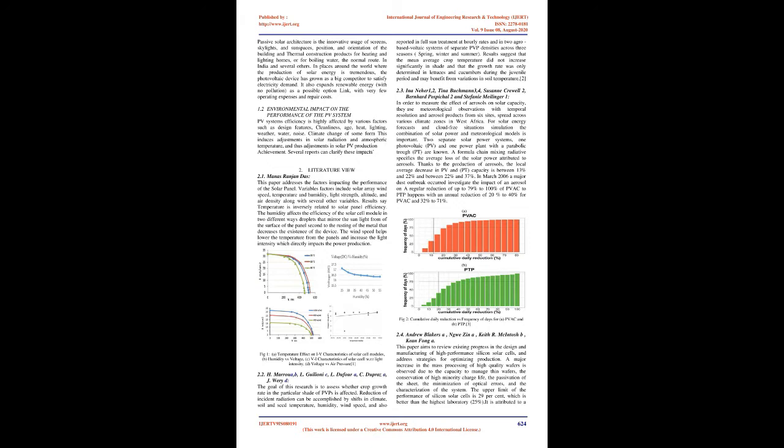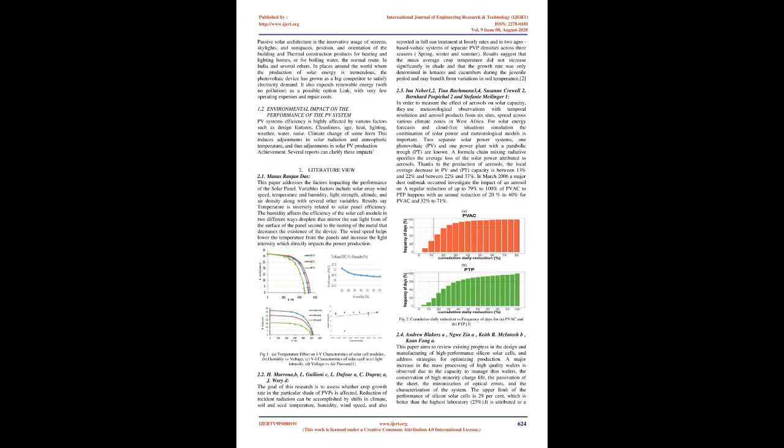This paper addresses the factors impacting the performance of the solar panel. Variable factors include solar array wind speed, temperature and humidity, light strength, altitude, and air density along with several other variables. Results say temperature is inversely related to solar panel efficiency. The humidity affects the efficiency of the solar cell module in two different ways: droplets that mirror the sunlight from the surface of the panel, and second, the rusting of the metal that decreases the existence of the device.